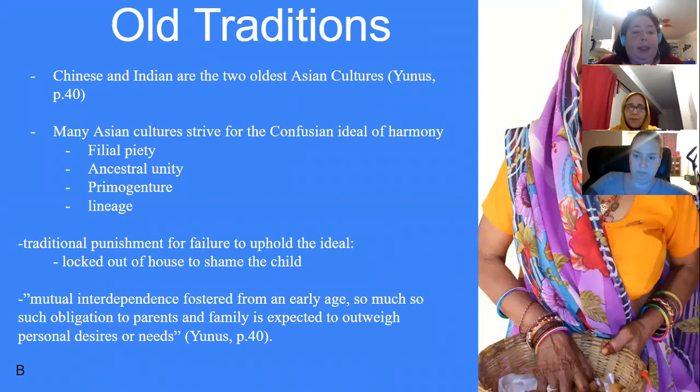So we also have some traditional punishments for failure to uphold the ideal. One of them is to lock the child out of the house. This is supposed to shame them because they're supposed to be fitting into the society. The individual is not important. It's what happens for the overall society, the overall family.